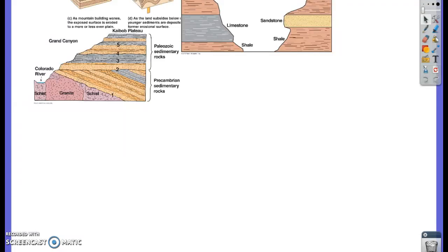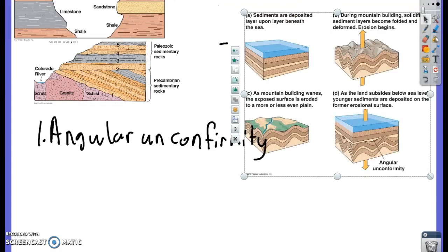Alright, here we are back talking about geological layers and so forth, and we're talking about unconformities, okay? Things that don't match up, when there are gaps in the record, things that are missing. And the first type of unconformity we're going to talk about is an angular unconformity. An angular unconformity is probably one of the easiest ones to identify.